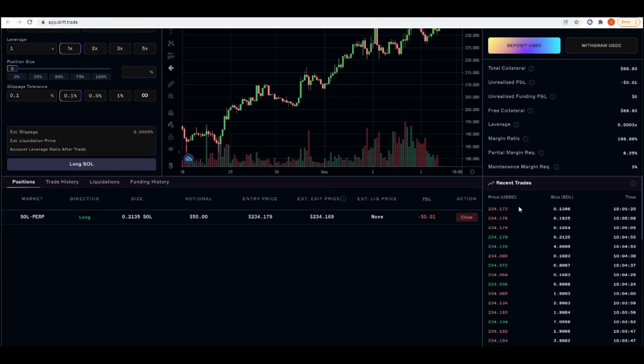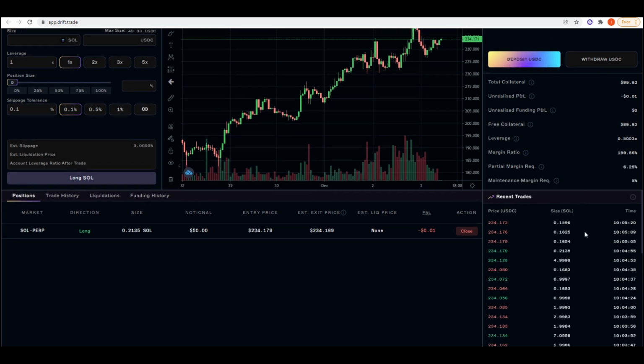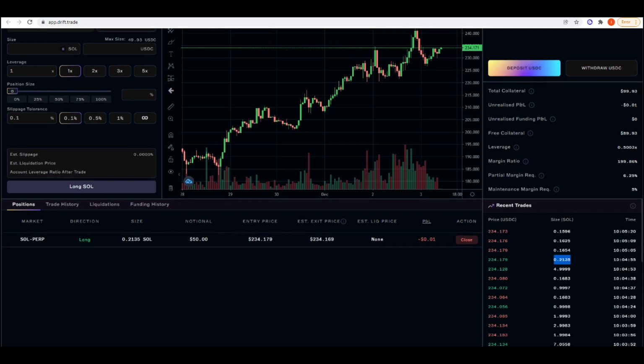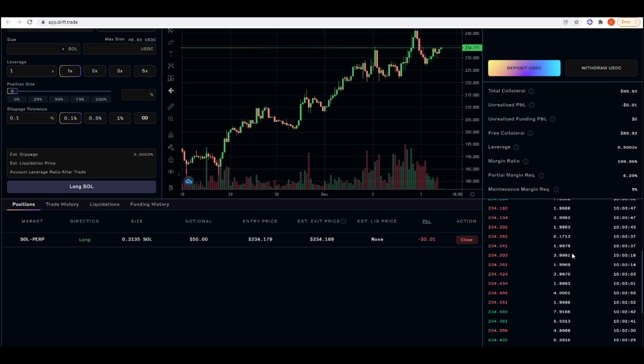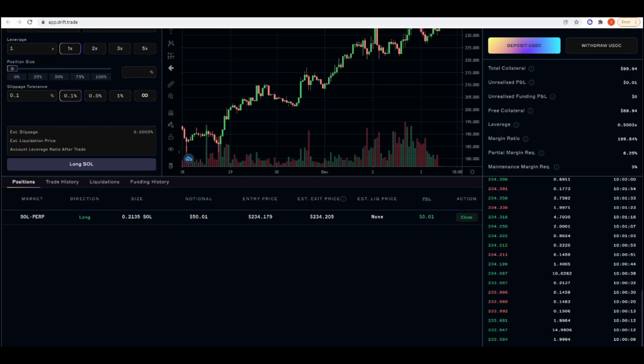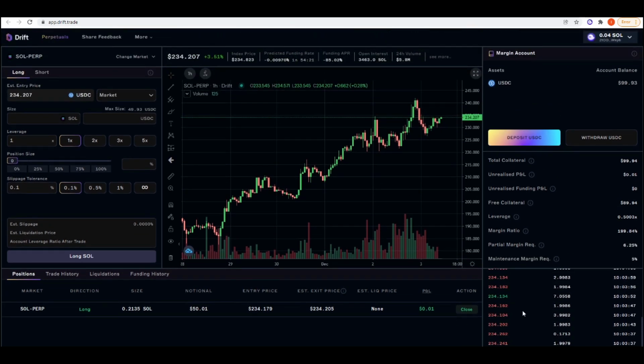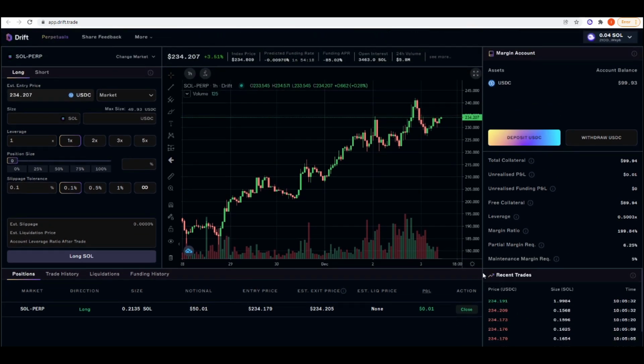If we go over here, we can see all the recent trades that have occurred. So I was this one here. But yeah, there's quite a bit of activity here. It's still only recently opened up to the public, so expect the volumes traded on Drift to grow exponentially over time. Over here on the right, we have total collateral, so this is my account balance that I deposited. We also have unrealized P&L here, so I'm currently 2 cents up in profit.